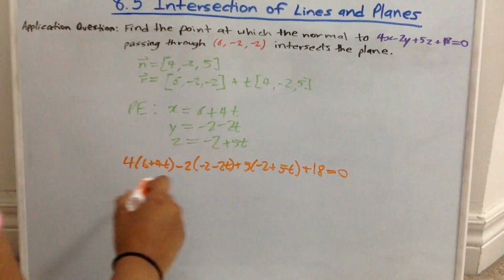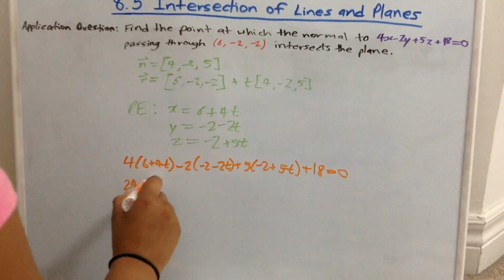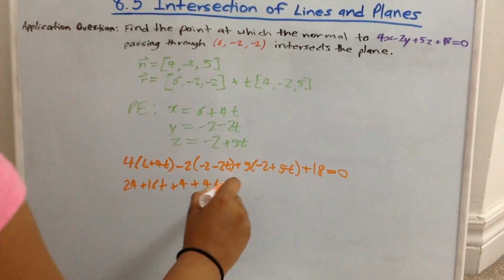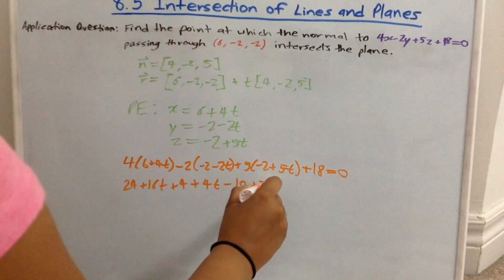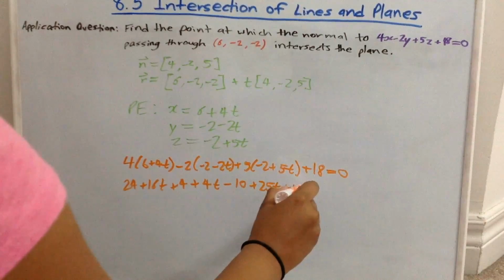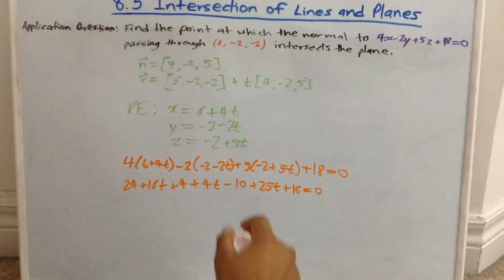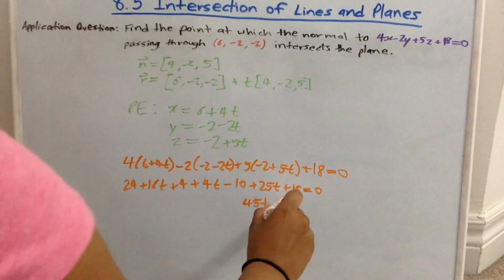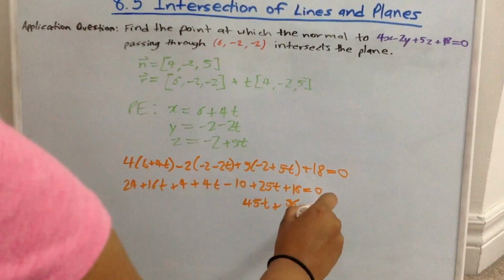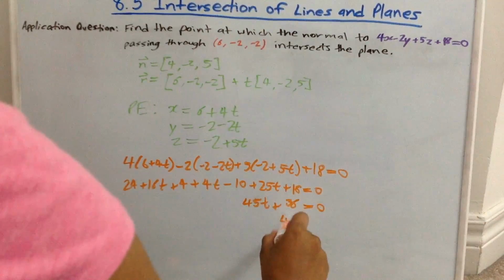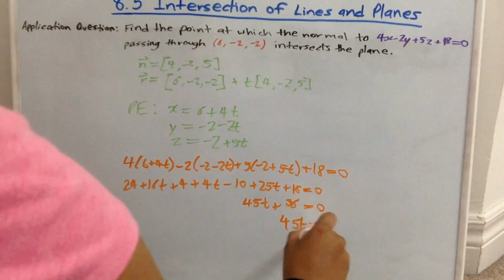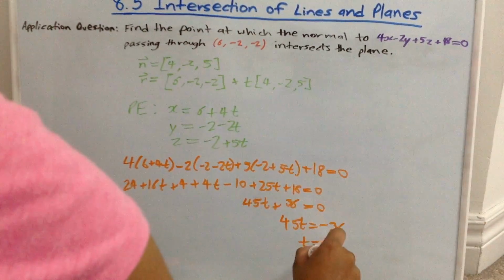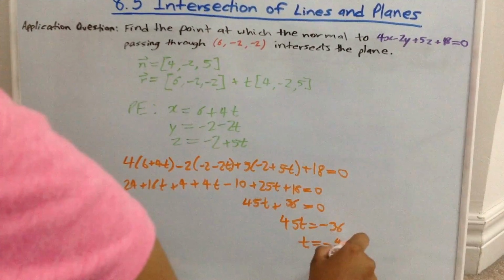So now we can expand. So 24 plus 16t plus 4 plus 4t minus 10 plus 25t plus 18 equals 0. So once we collect the like terms, we will get 45t plus 36 equals 0. And we can bring 36 to the other side, so we'll get 45t equals negative 36, and t equals negative 4 over 5.